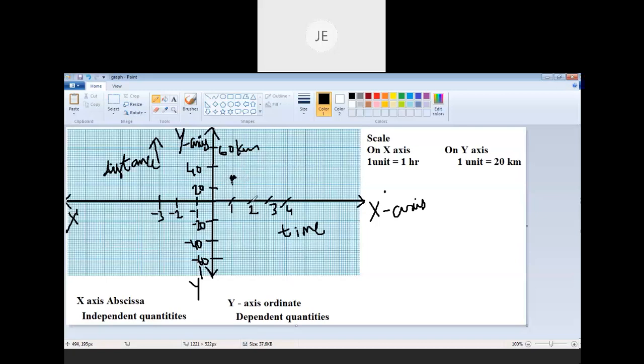In second 1 hour, he has moved 60 kilometer. So second 1 hour and 60. He covered 60 kilometer. Total 60 kilometer. So second 1 hour and 60 kilometer. In third 1 hour, he covered some 90 kilometer. But here I cannot show you. So in this way, like that. Okay, we can draw graph.